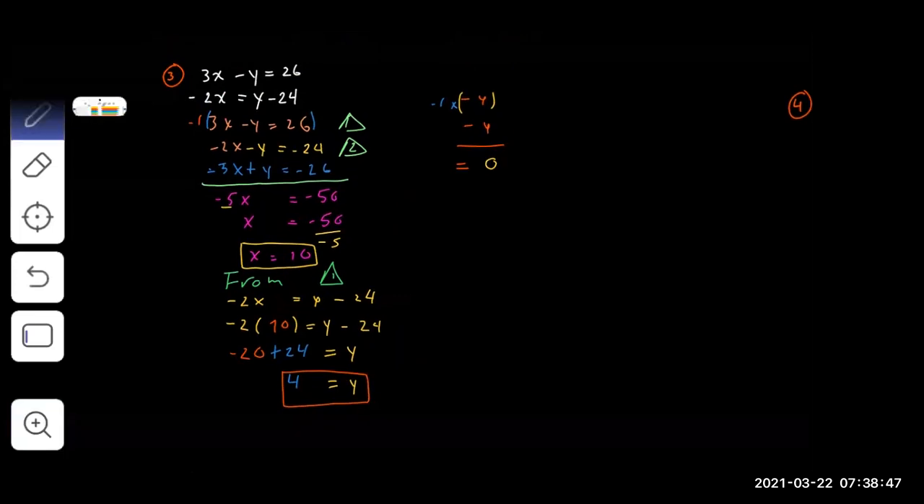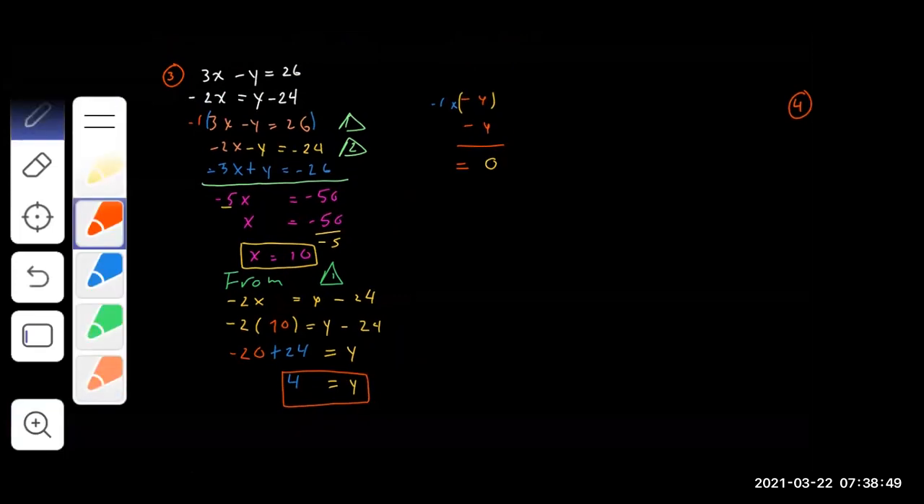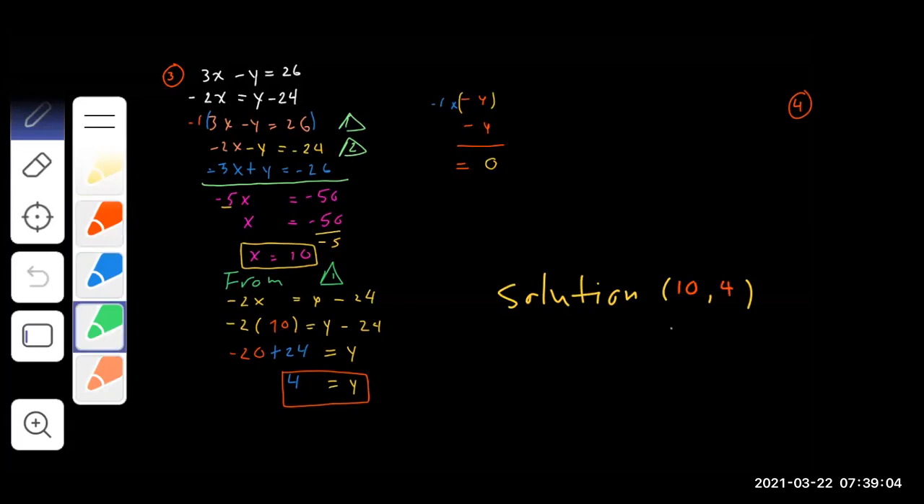Then, guys, we can say solution. My solution set will be x, y. x is 10, you said, right? x is 10, and y is 4. Okay, we got it. That's my solution set. You can substitute and verify these answers.